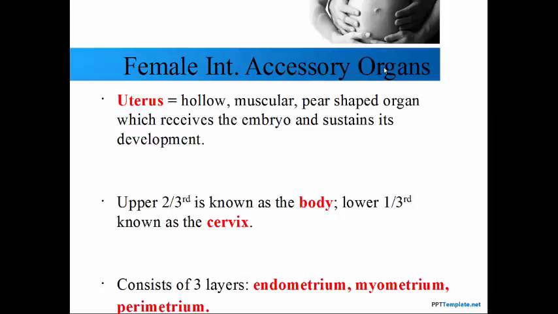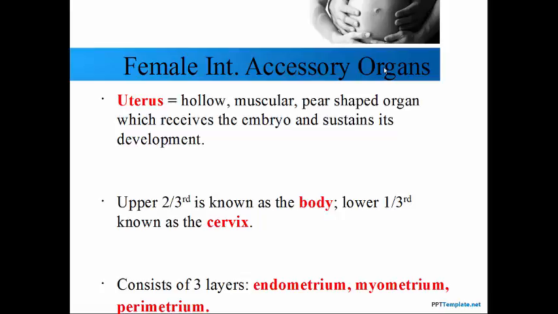It's shaped kind of like a pear. It's what will receive the embryo and help to sustain it throughout its development. The various parts of the uterus: the upper two-thirds is called the body. That is composed of the fundus and body, but collectively known just as the body. And the lower third is called the cervix. It's the cervix that will kind of inject its way into the back part of the vagina.